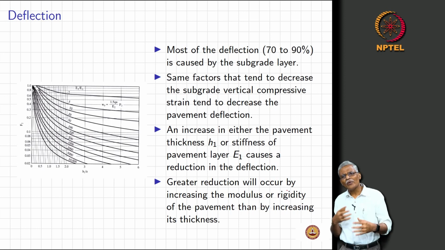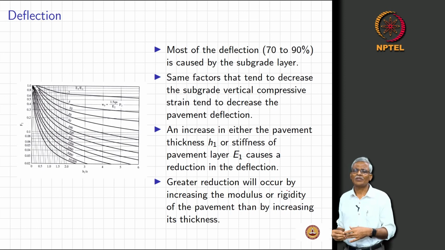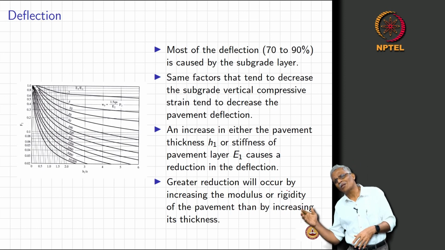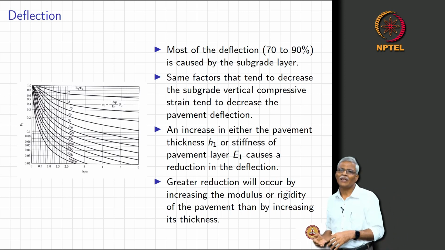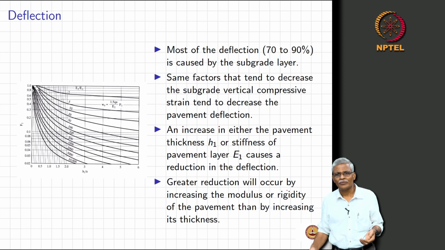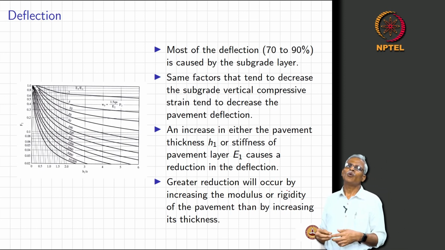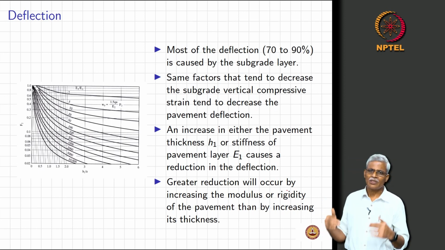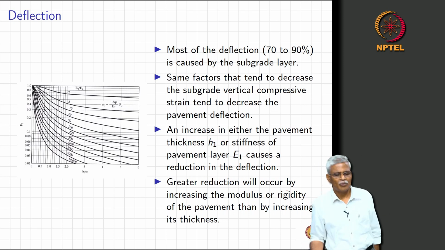But based on our analysis and our understanding of the system, we know that the subgrade layer is the weakest layer. If you protect the subgrade, if you ensure that most of the deflection that happens is limited, you will not have any problem.